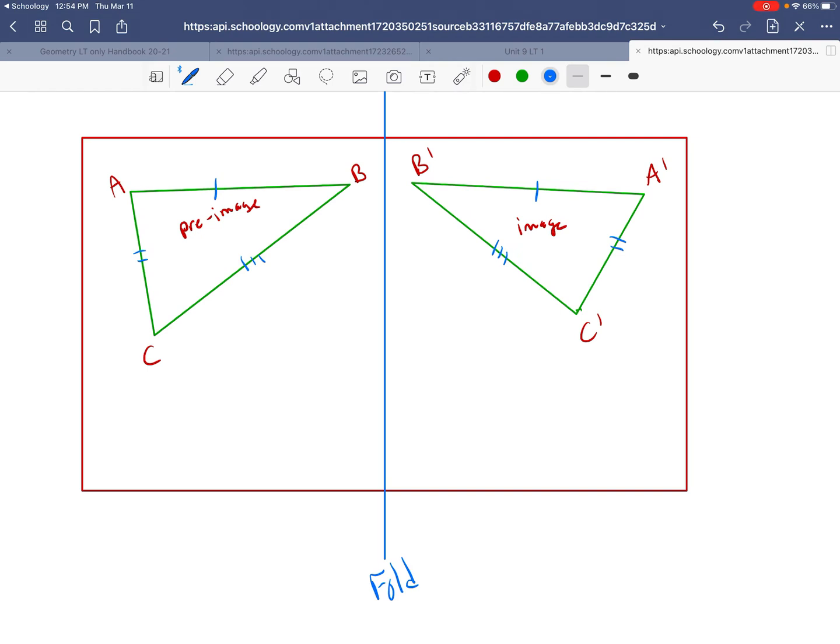I also know that the distance between B and B prime, if I take that in half, I've got the fold. So the fold becomes the perpendicular bisector between the pre-image B and the image B prime. Same thing is true between C and C prime. Same thing is true between A and A prime. So the fold becomes the perpendicular bisector between those two points. So we have a reflection here. So we have an example of rigid motion. And we can talk in terms of a transformation that occurred, taking us from the pre-image to the image. And in this case, it is a reflection.